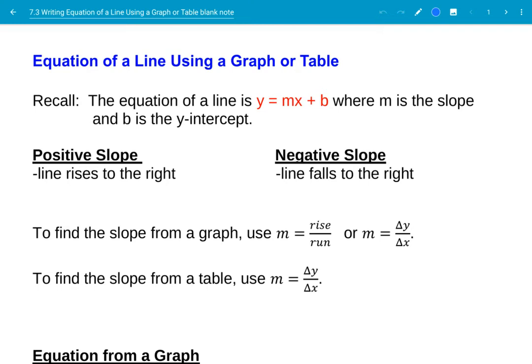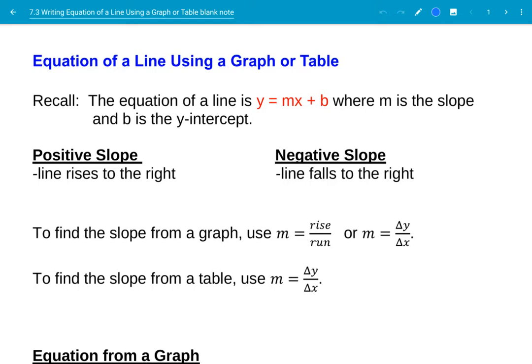Welcome to a lesson on finding the equation for a line using the information in a graph or a table. The equation of a line, one form is slope y-intercept form, or slope-intercept form, y equals mx plus b. So the process of finding the equation is to find m and to find b. Now b is the y-intercept.